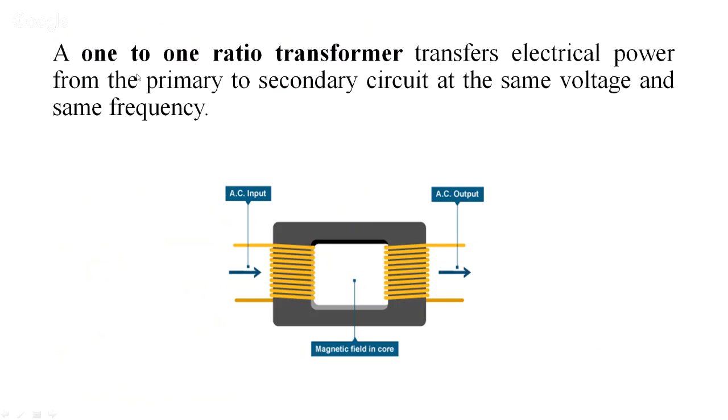In case of a 1-to-1 ratio transformer, it transfers electrical power from the primary to the secondary circuit at the same voltage and frequency. So here both at the input and at the output, the voltage will be the same and the frequency will be the same.